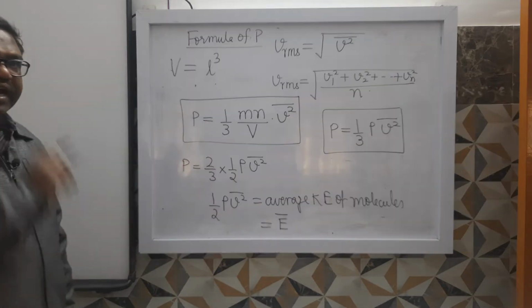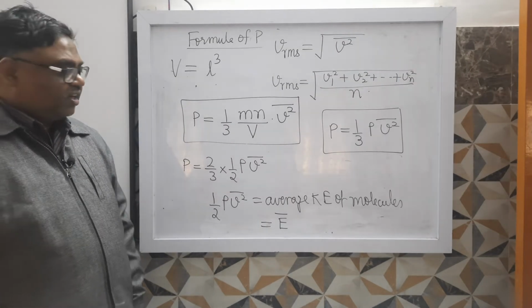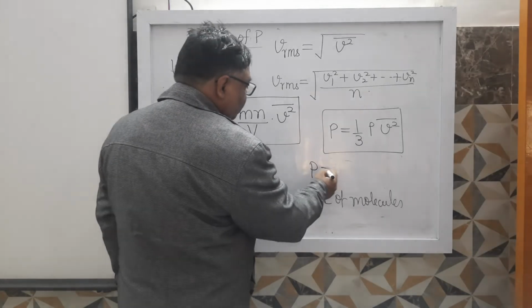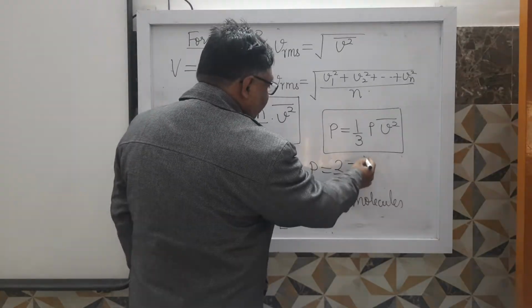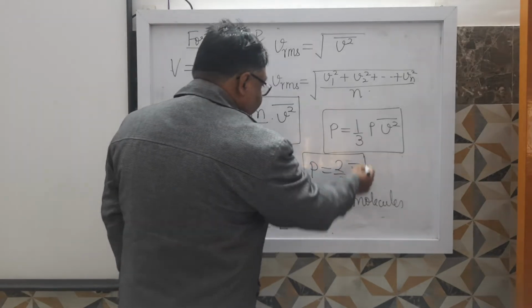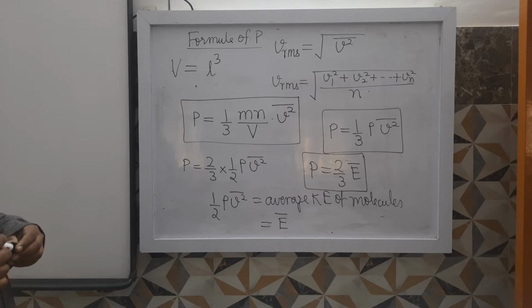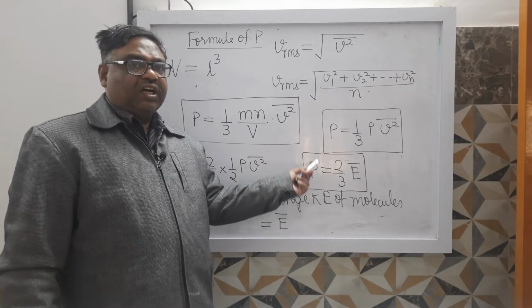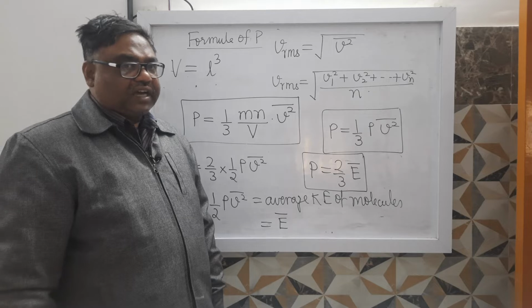E bar, when we draw a line over it, it means the average of that thing. So here P will be equal to 2 upon 3 E bar. This is the average kinetic energy per unit volume. Average kinetic energy per unit volume means the pressure exerted by an ideal gas is 2/3 of the average kinetic energy per unit volume of the gas.